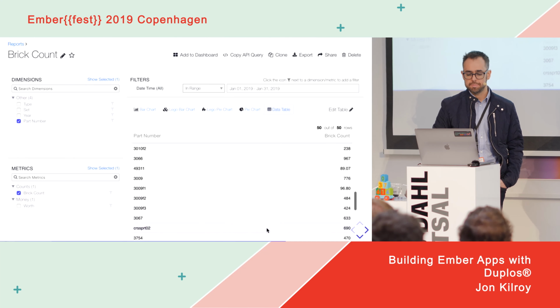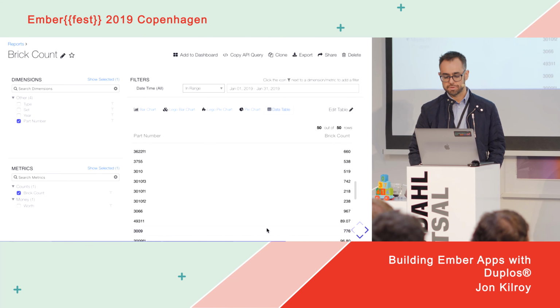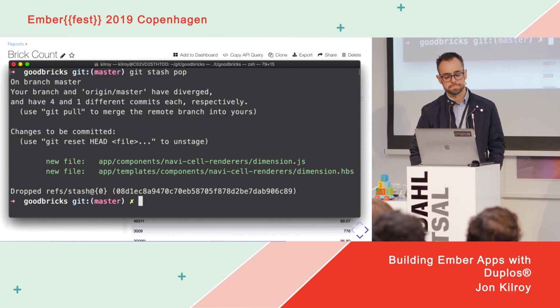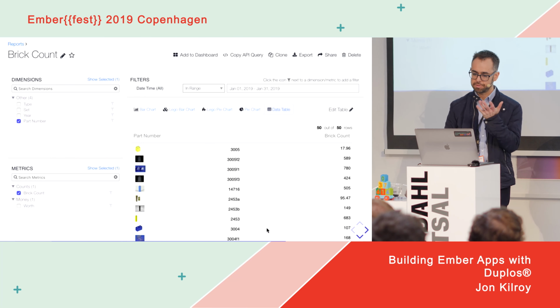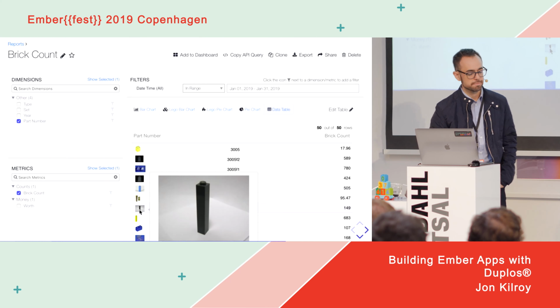So here's our table, stock Nobby experience. Works for lots of people, but we can do better. So here we're going to apply our custom cell renderer. And now, not only do we see the part number, we see a picture of that brick. And this is a much better experience than we had before, right?